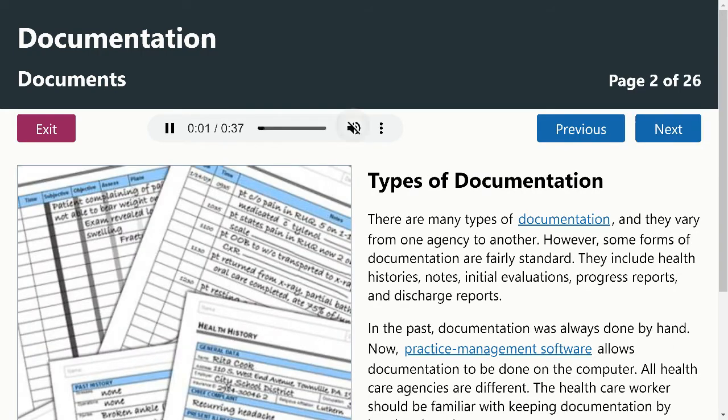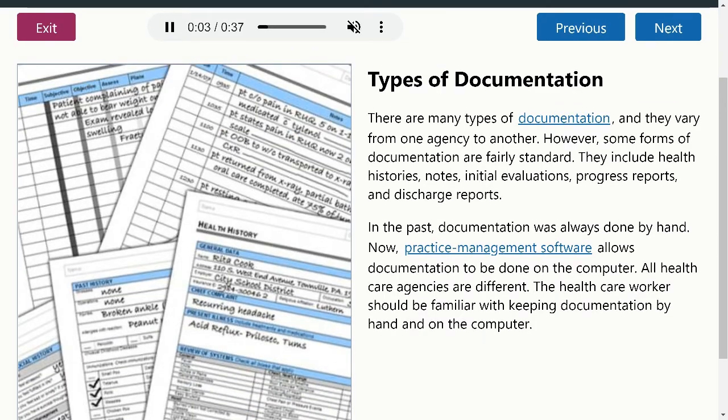Types of documentation. Alright, so there are many types of documentation and they vary from one agency to another. Some forms of documentation are fairly standard. They include health histories, notes, initial evaluations, progress reports, and discharge reports. In the past, documentation was always done by hand. Now, practice management software allows documentation to be done on the computer. All healthcare agencies are different. Healthcare workers should be familiar with keeping documentation by hand and on the computer.